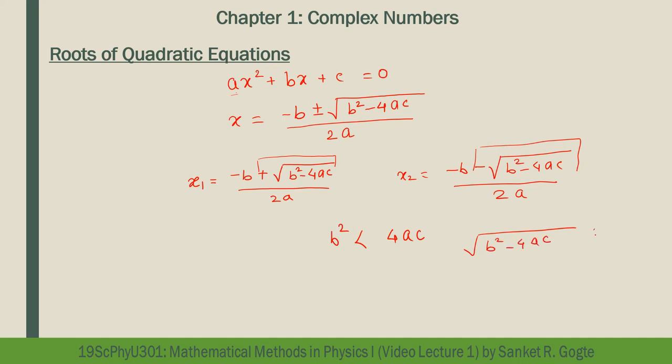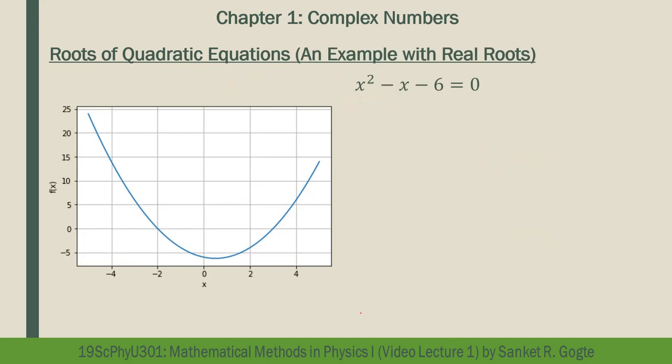So this term will become negative, it will be less than 0 because b square is greater than 4ac, and then you get into trouble. You cannot have a real solution or real roots of a quadratic equation, and this is the reason how complex numbers came into the picture. Now we will use our formula to find the roots of this equation.